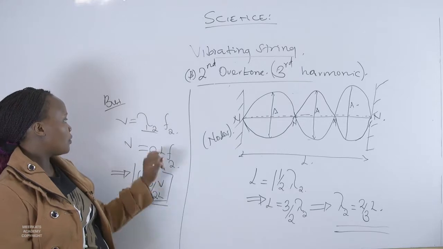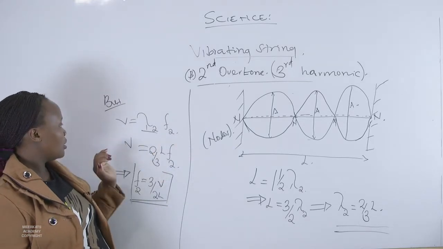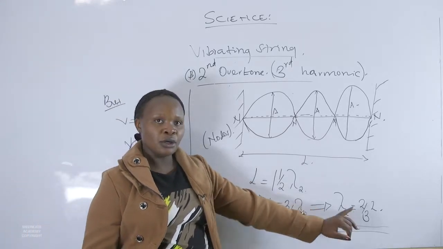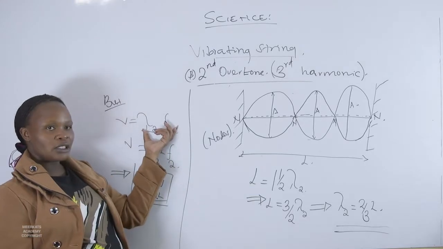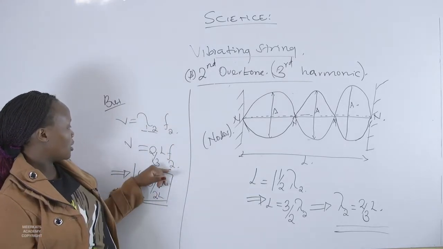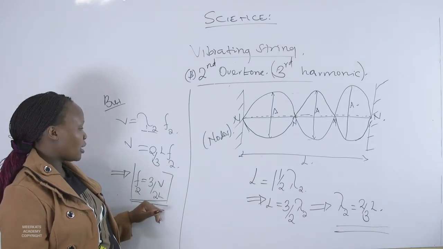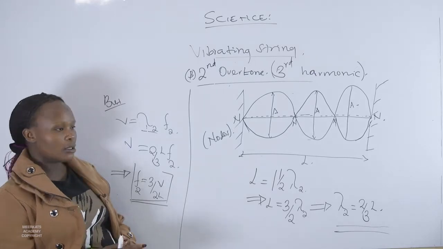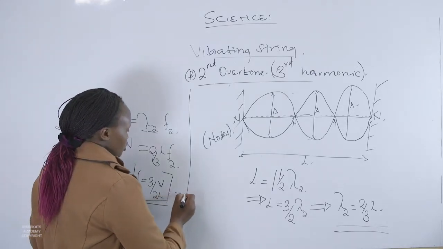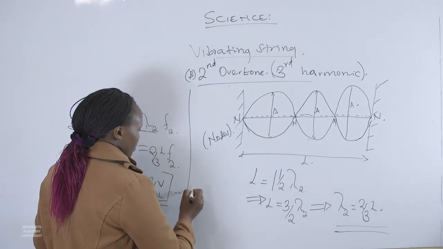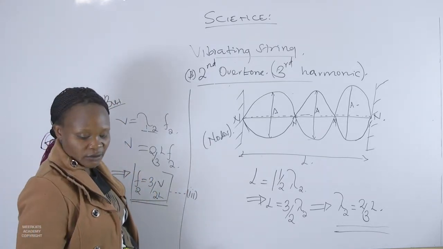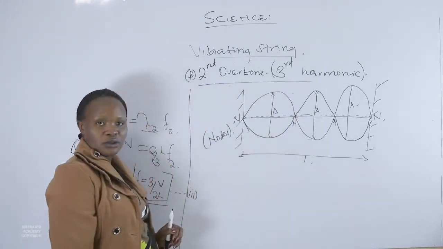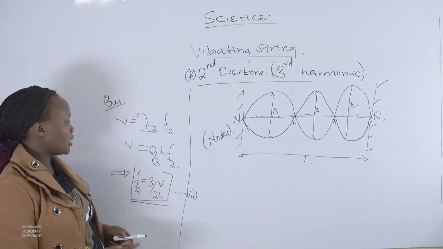Now, from the relationship that we discussed, we can feed in the value of our wavelength 2 and substitute it into our relationship, so that now we can have something like this. Make F2 the subject of the formula, and therefore we can come up with something of this nature. Call it equation 3. Expression of the third frequency, which is the frequency of the second overtone, or the third harmonic.